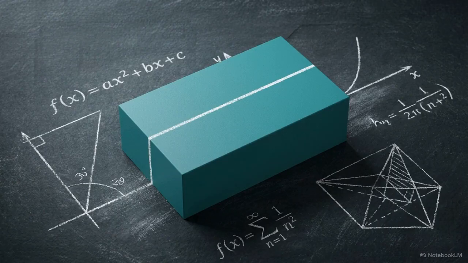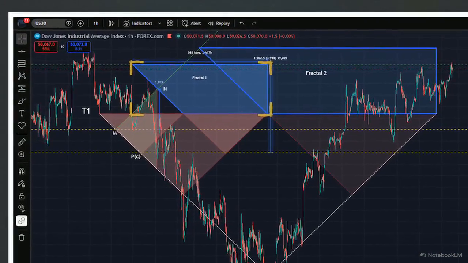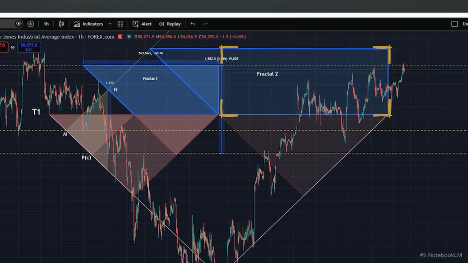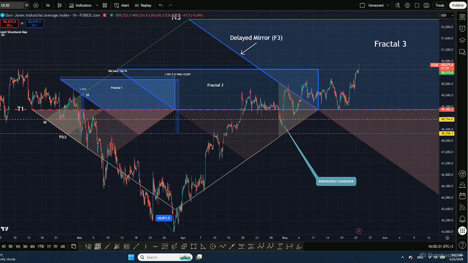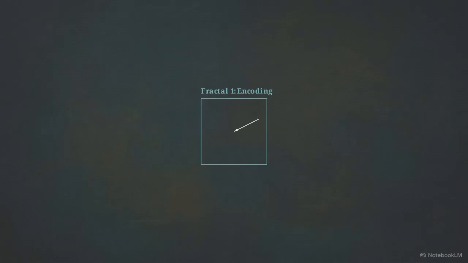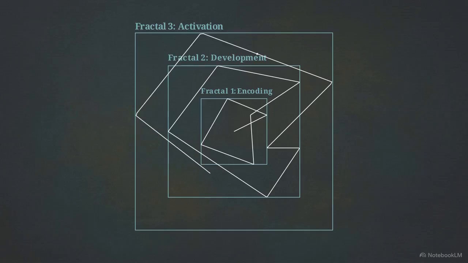the predefined destination. This chart expands the scale to show the completed cycle spanning across 3 distinct structural layers, beginning with Fractal 1. Fractal 1 serves as the initial encoding layer, while Fractal 2 provides the geometric space for structural interaction and development. This structural map identifies the progression into Fractal 3, defined by the delayed mirror boundary. This chart observes Fractal 3 acting as the structural activation window, facilitating the accelerated upward price release. The sequential expansion of these fractal layers consistently bounds the non-sequential phase behavior documented throughout the cycle.